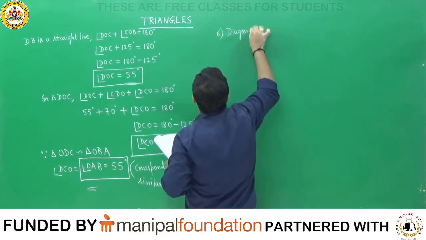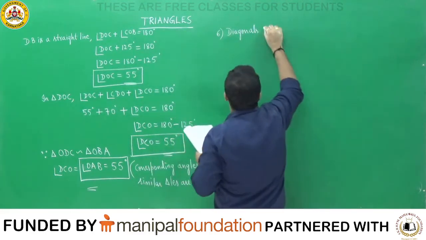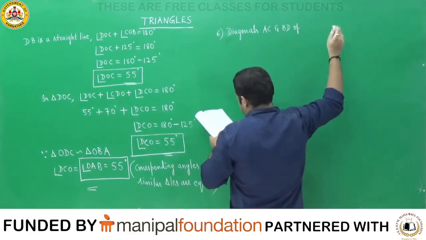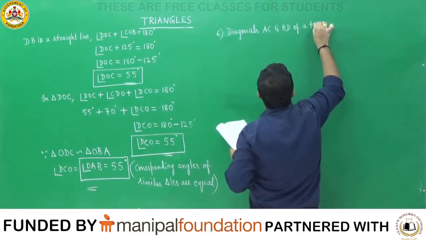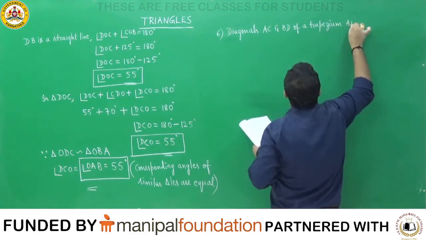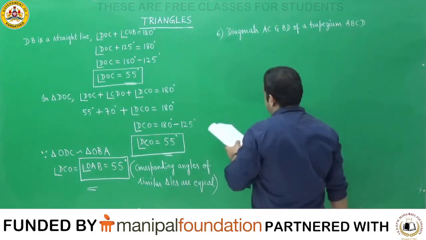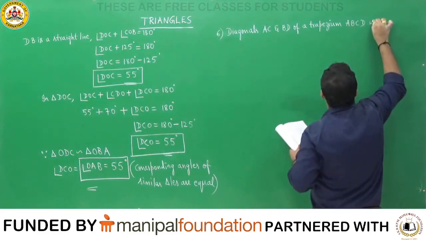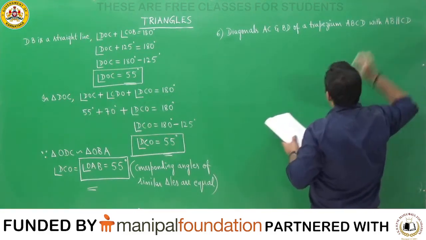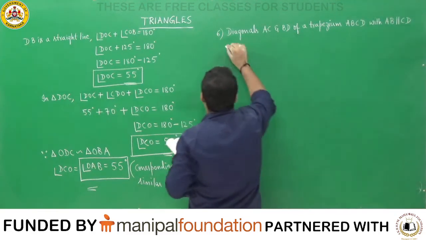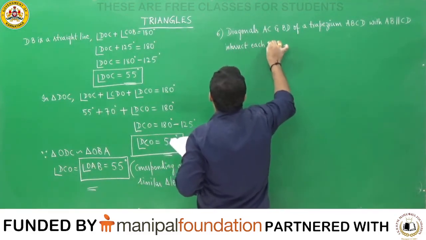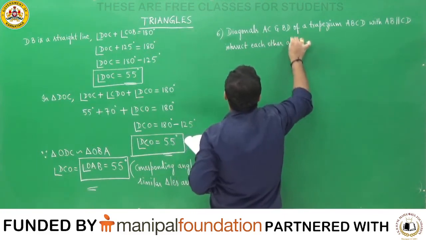Diagonals AC and BD of a trapezium ABCD with AB parallel to CD intersect each other at O.